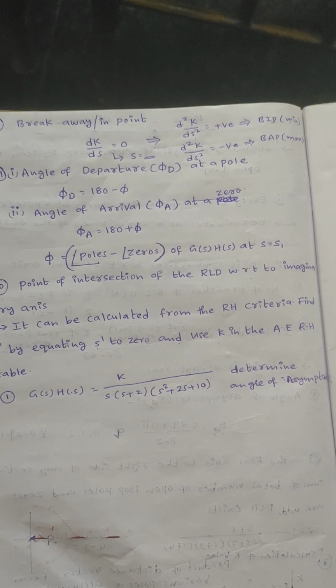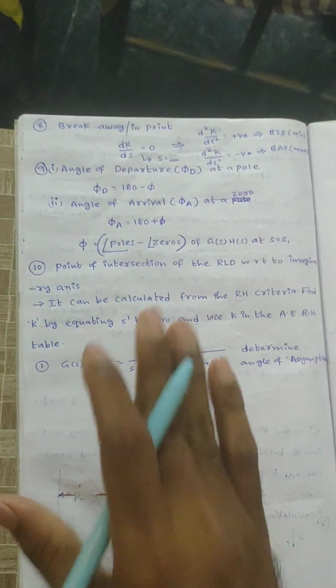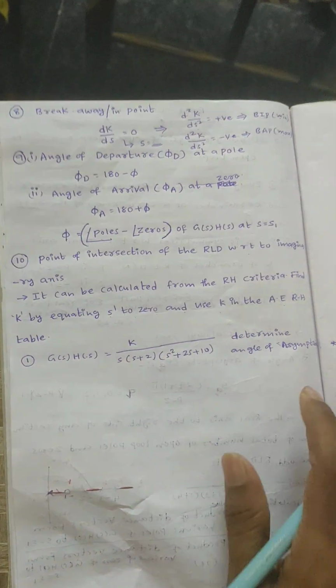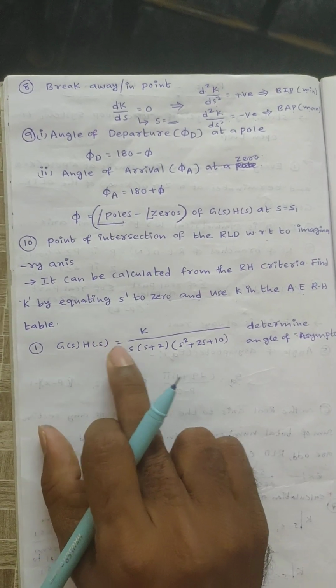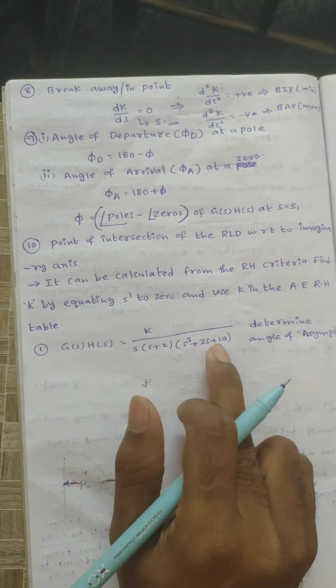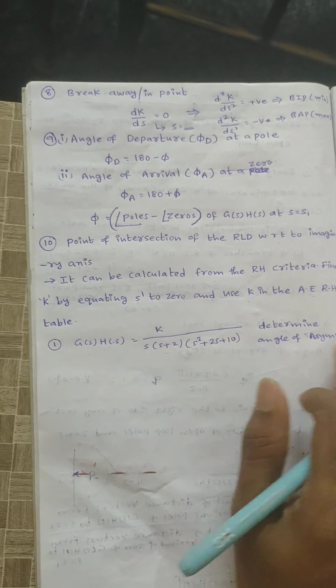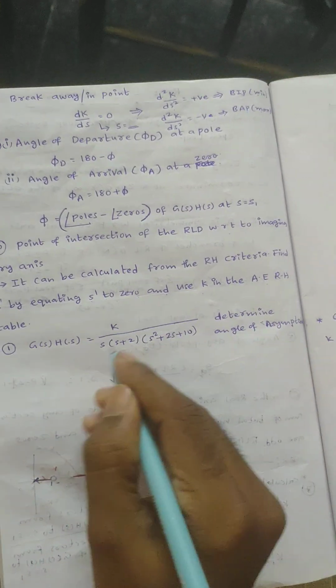Okay, in this way we can calculate the k value. Now we will see all these 10 points in one problem. What is given? G(s)H(s) = k / [s(s+2)(s² + 2s + 10)]. Determine the angle of asymptotes. The angle of asymptotes is nothing but theta q. We need to determine theta q.